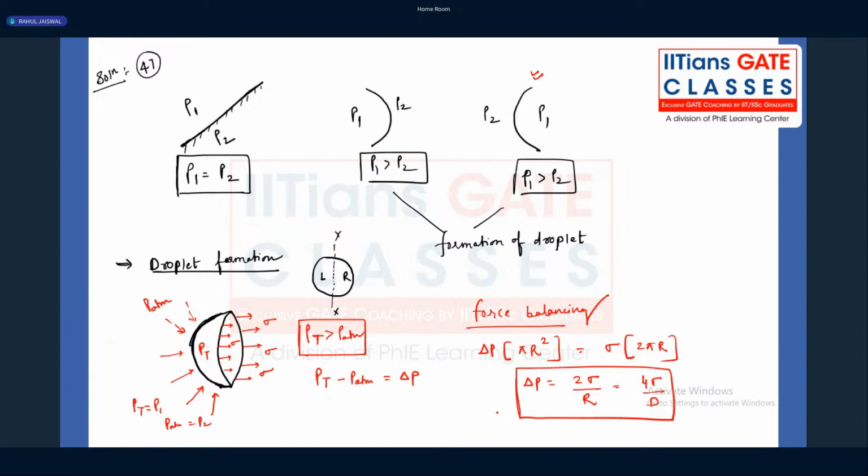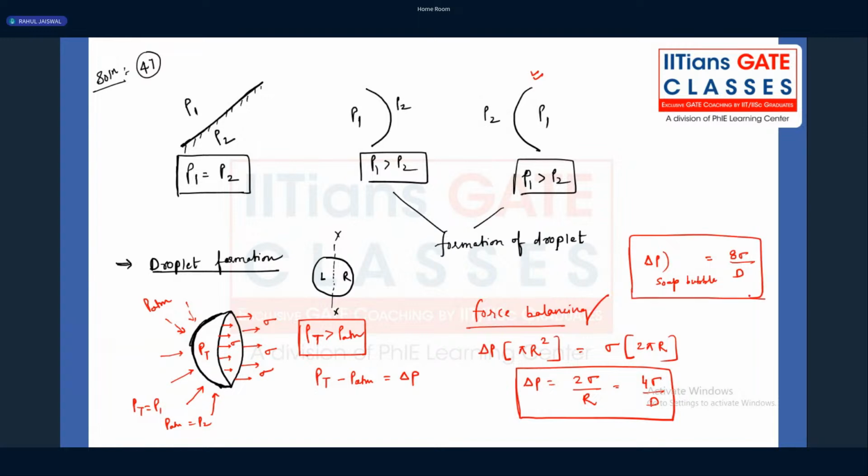This is what the air bubble you are having. If you are having the soap bubble, definitely delta P will be 2 times of this value. Because in that case there will be two surfaces, so 2 times surface tension force will be coming. So in that soap bubble, the delta P will be 8 sigma by D.